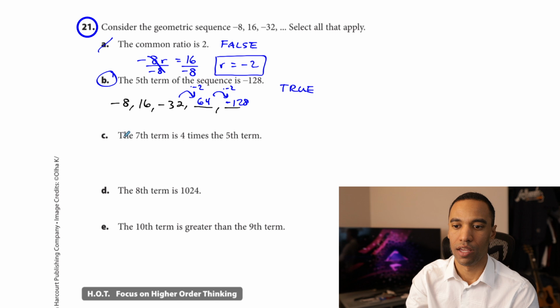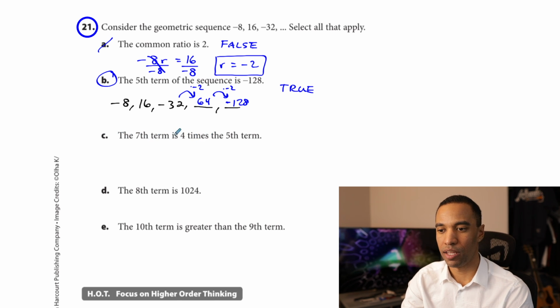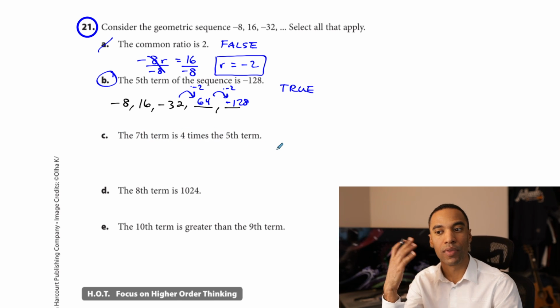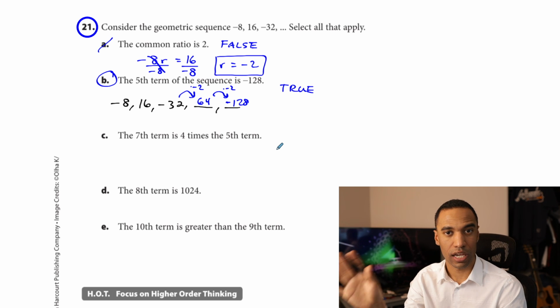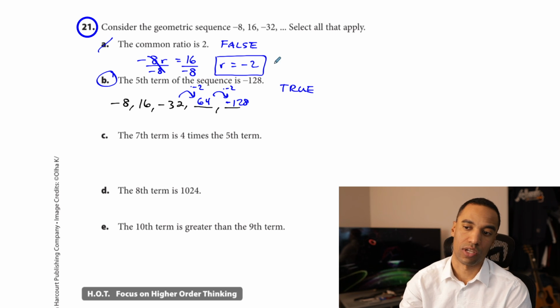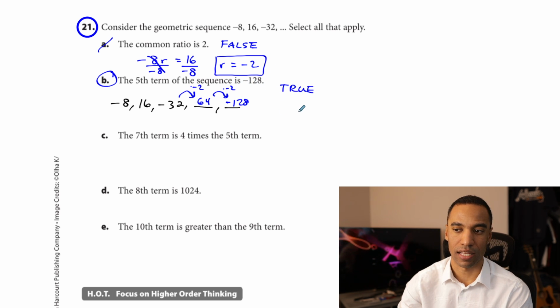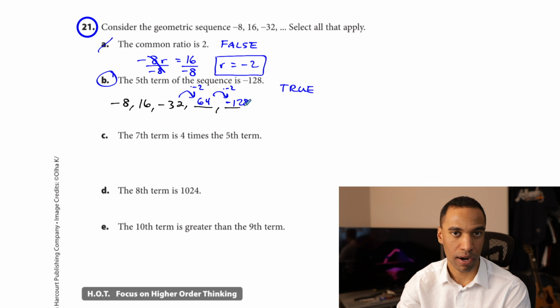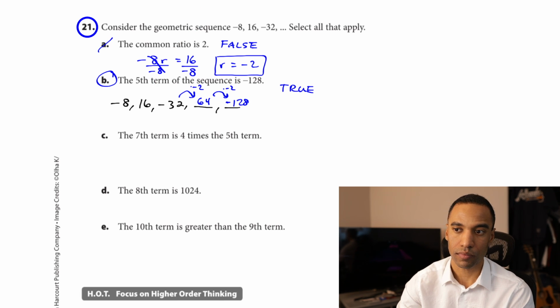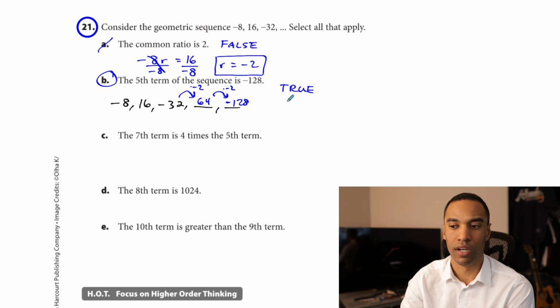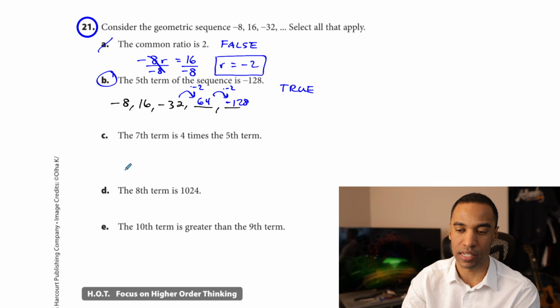Yes, sir. Part C, the seventh term is 4 times the fifth term. This one's interesting because you can come up with this in more than one way. Some people might multiply until they get to the seventh term, figure out what it is, and compare them. You can totally do that. I want to show you something else kind of different here. I'm not going to use these numbers. I'm just going to use the idea of recursion.